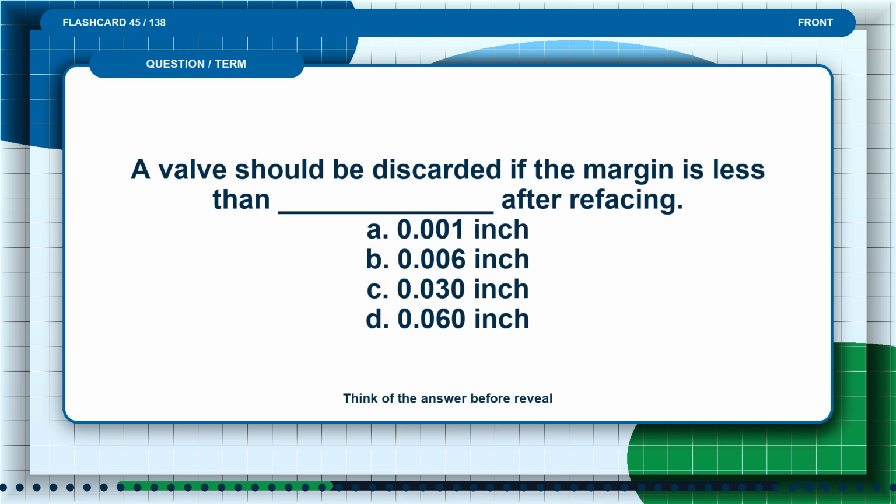Flashcard 45. A valve should be discarded if the margin is less than blank after refacing. A, 0.001 inches. B, 0.006 inches. C, 0.03 inches. D, 0.06 inches. Pause and think of the answer before the reveal.